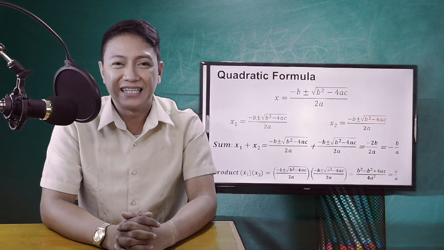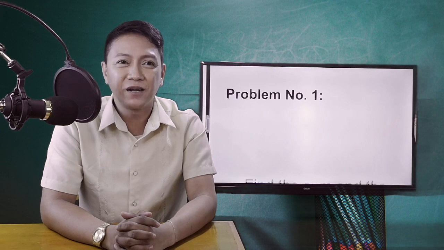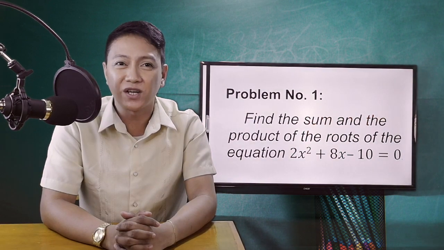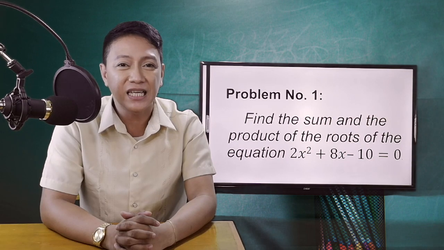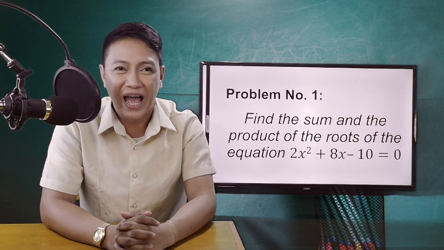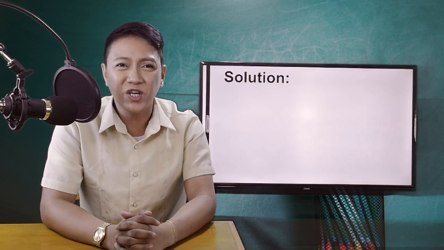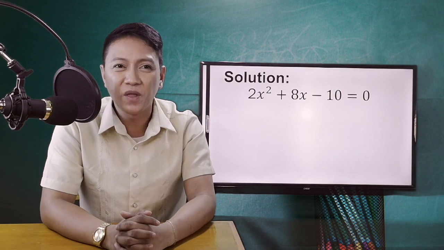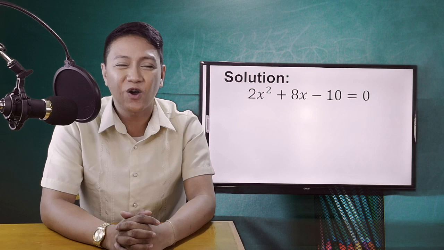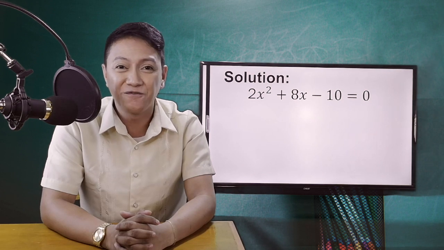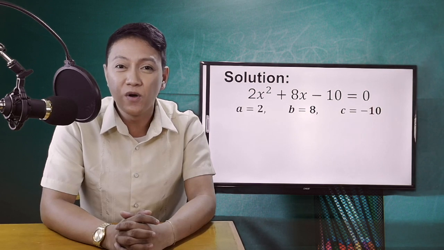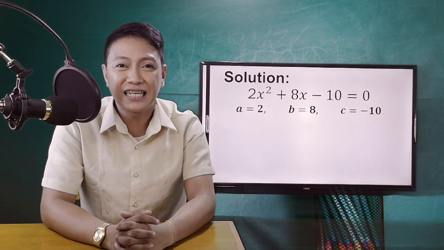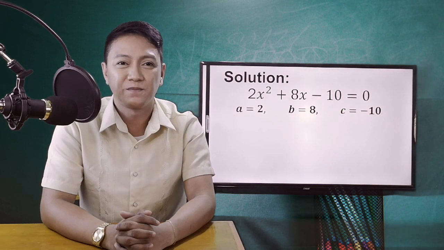Let us try this. Find the sum and the product of the roots of the equation 2x squared plus 8x minus 10 is equal to 0. Now, since the equation is in its standard form, we can now identify the coefficients, and we have a is 2, b is 8, and c is negative 10.